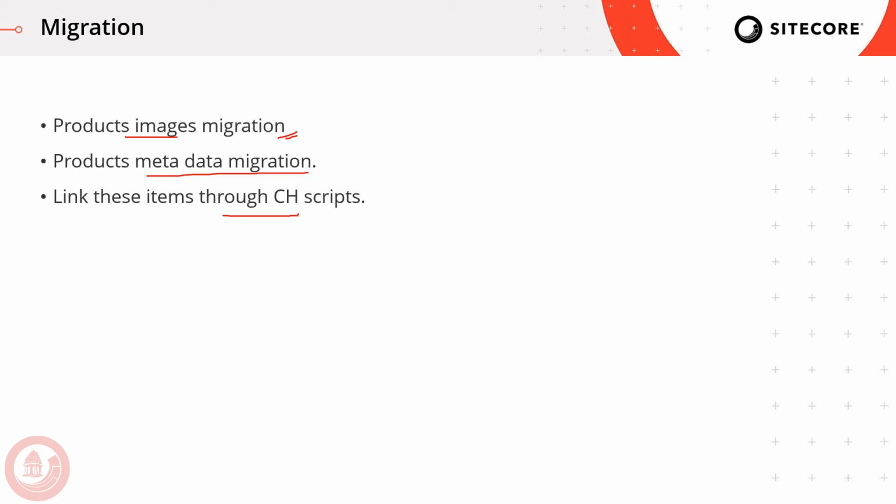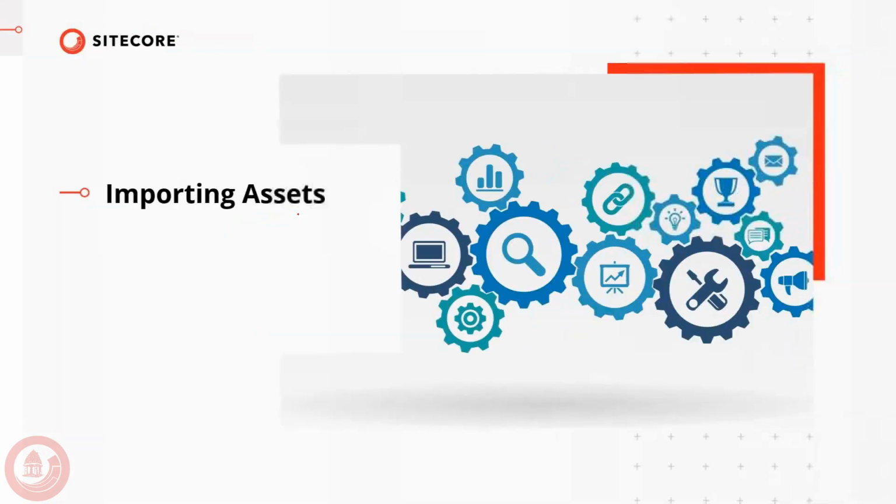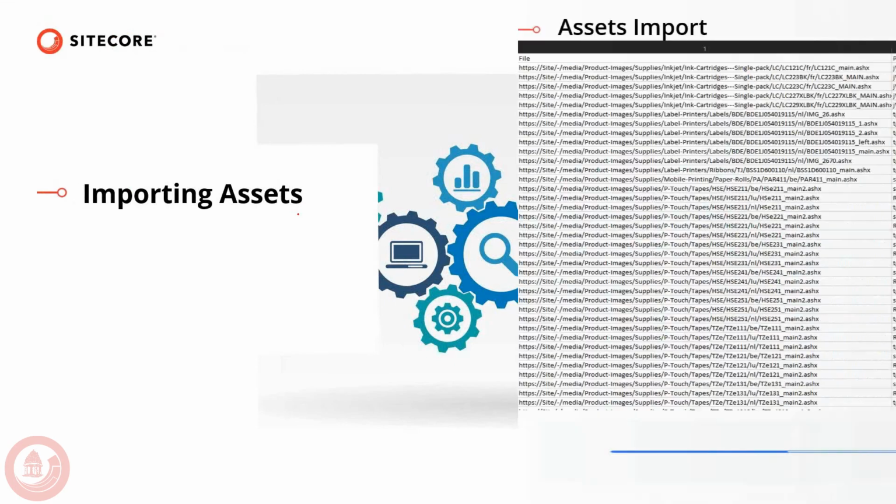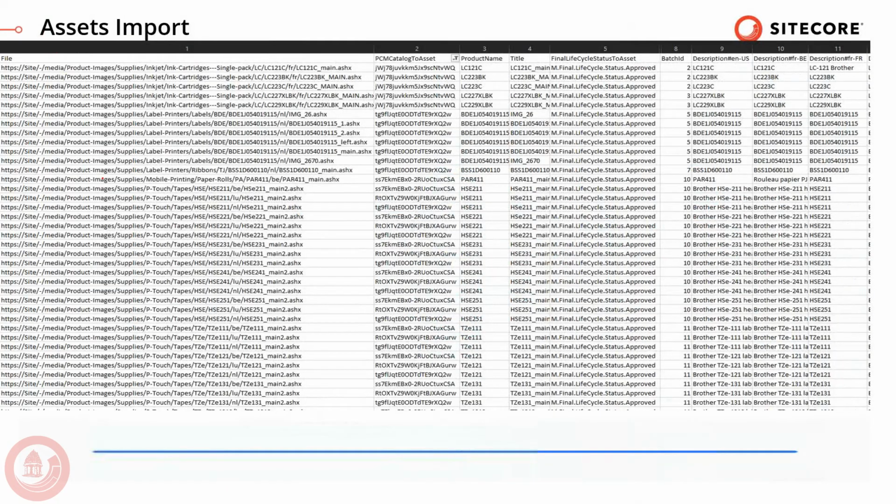You can import the product images, then you can import the product metadata, like the product items, and then you can write a script to link them together. So let's see how we do that. So importing the assets. Again, Sitecore Content Hub offers an import functionality using an Excel sheet.